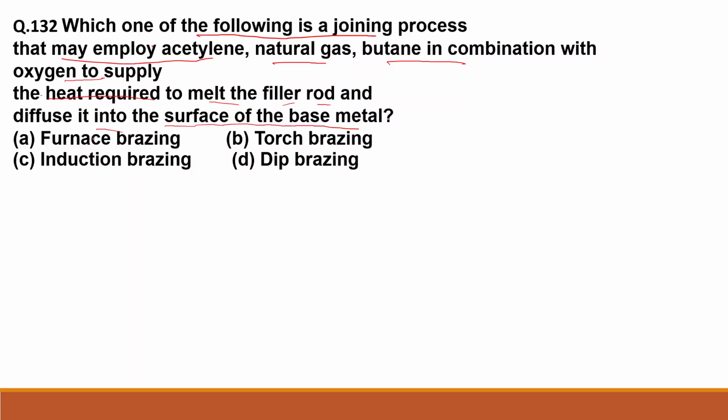Okay guys, not wasting any time, now I will tell what furnace brazing is, torch brazing, induction brazing and dip brazing. Our answer will be B, because torch brazing uses a reducing flame. Here they ask for the joining process that may employ acetylene. Option B will be your right answer, because in torch brazing a reducing flame is used, since oxyacetylene is used.